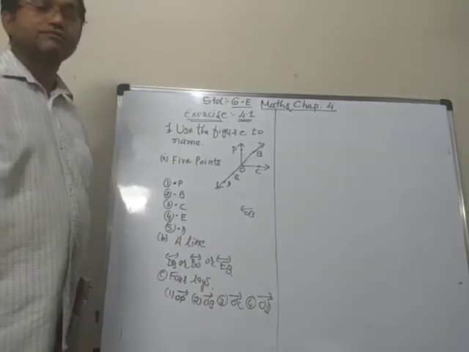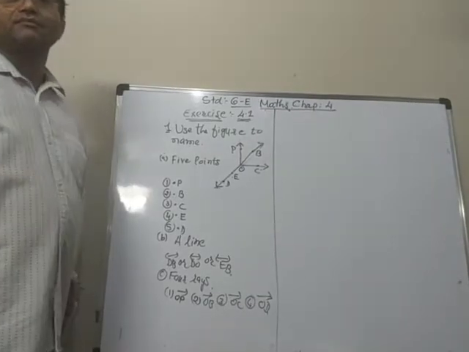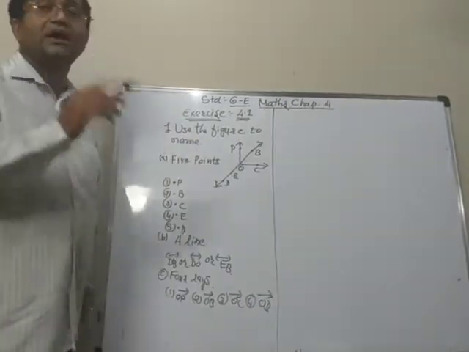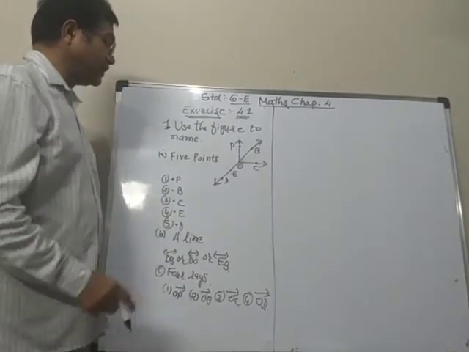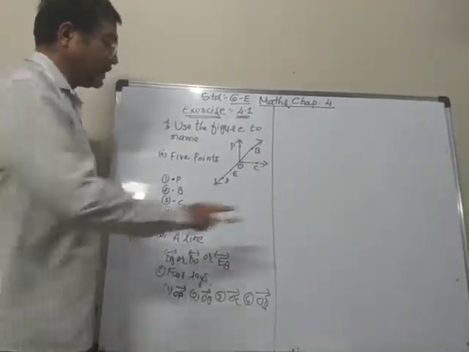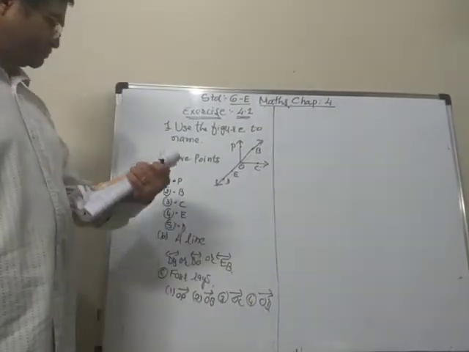A ray is only going in that direction. It doesn't matter in the figure if it is going in any direction, but you have to write it only in that direction, also from left to right only.